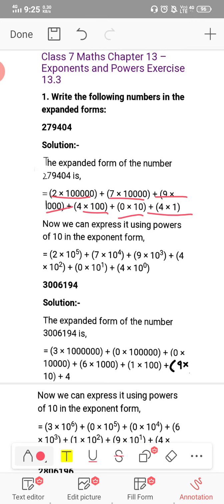In the form of exponents we can write it as 2 into 10 to the power 5 plus 7 into 10 to the power 4 plus 9 into 10 to the power 3 plus 4 into 10 to the power 2 plus 0 into 10 to the power 1 plus 4 into 10 to the power 0.